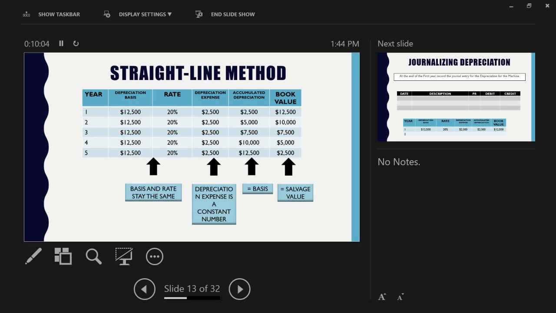So that means when I said this earlier, if you solve for one, you pretty much solve the whole thing. This is the great thing about straight line: because it's a constant number and you're spreading the cost evenly throughout the years, every year you're going to depreciate the same amount. That's what we call spreading the cost evenly throughout its lifetime, as in, the number that you're going to use will not change.